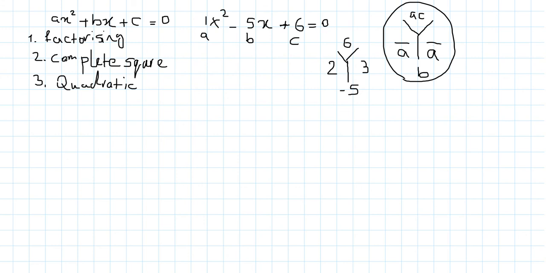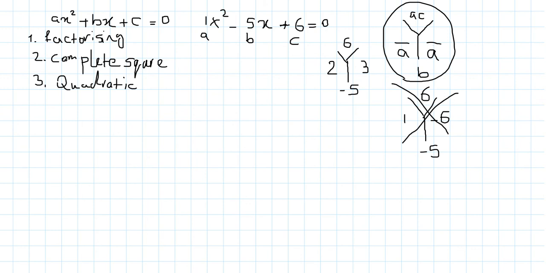If I choose 1 and 6, both are positive, but when added they should be minus 5. So one should be negative. Minus 6 times 1 should be negative 6, but the product should be positive 6, so it is not accepted.